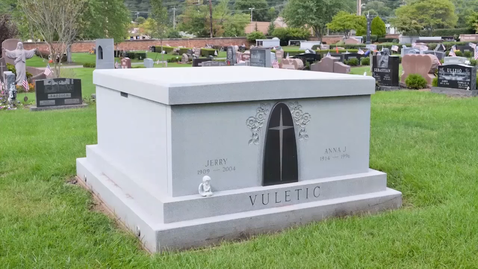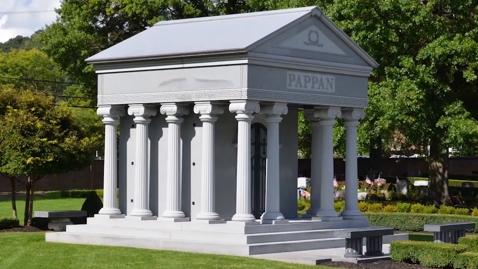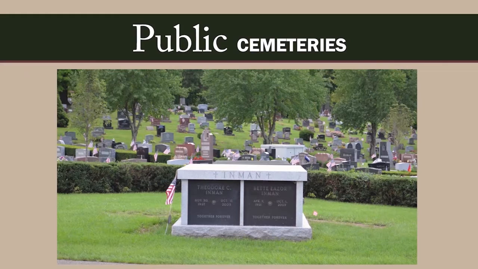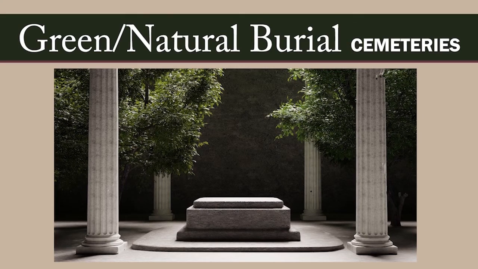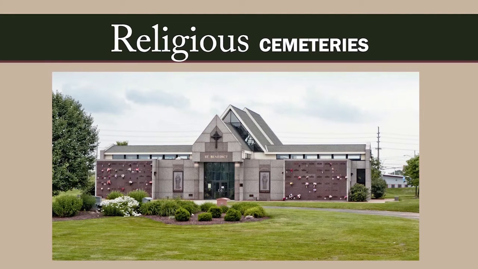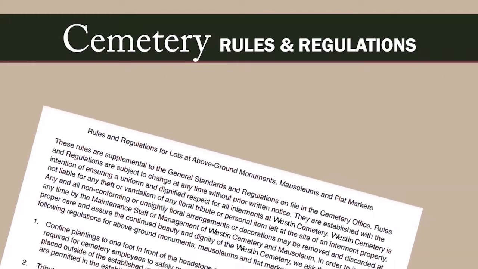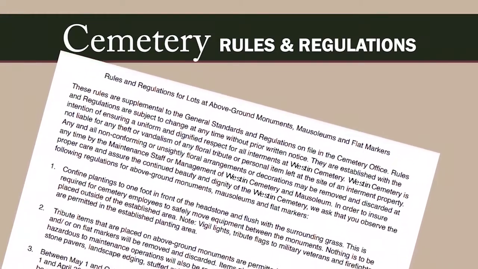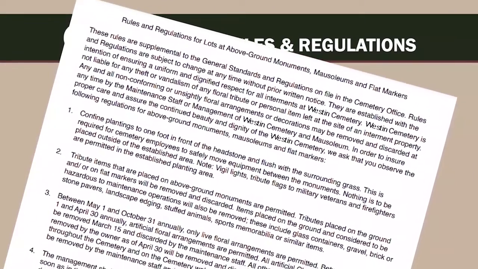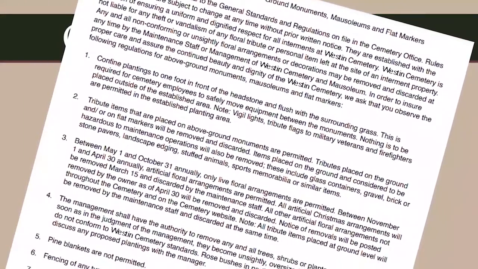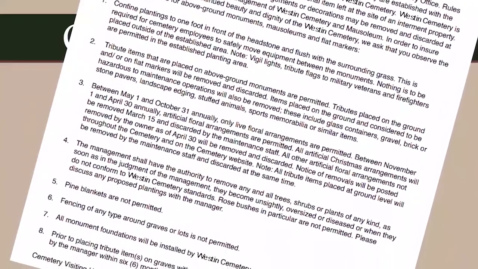Every cemetery has rules and regulations about what kind of memorials they allow and where they can be placed, and that includes mausoleums. There are basically 5 types of cemeteries which allow new private family mausoleums: veteran cemeteries, public cemeteries, green cemeteries or natural burial parks, religious cemeteries, and municipal or district cemeteries. Cemeteries have different rules and regulations concerning mausoleums. Some only allow certain types of mausoleums, certain sizes and styles, and some don't allow mausoleums at all.